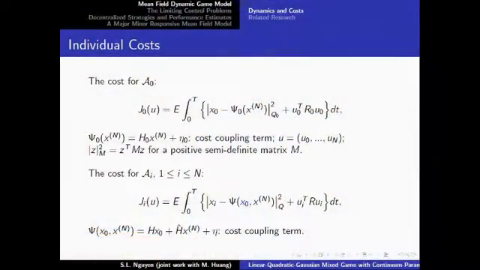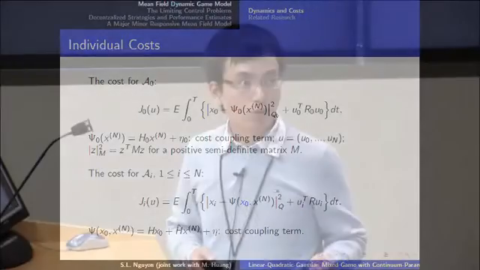The cost for the major player has a quadratic form. The cost of the minor player has this form with some mean field coupling term. x_N here stands for the mean field term. The appearance of x_0 in the cost of the minor player shows the strong influence of the major player on the minor players.